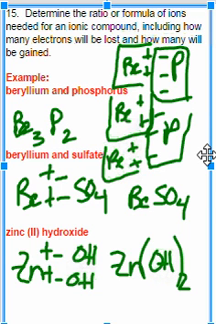So it's really about finding the least common multiple for your 2 ions, your positive and your negative ion, because the electrons lost has to be equal to the electrons gained.